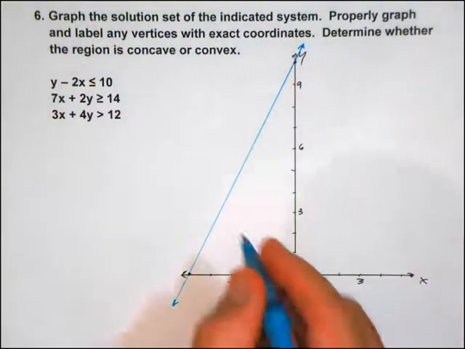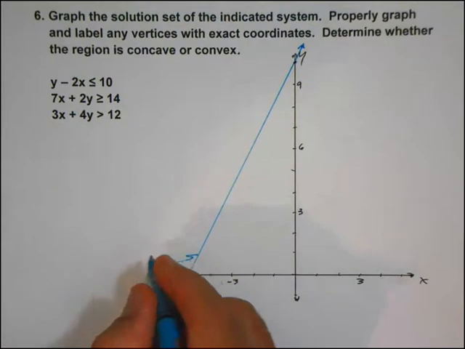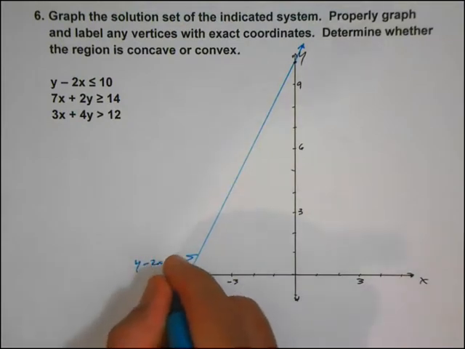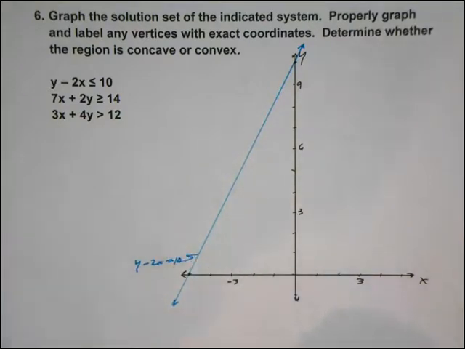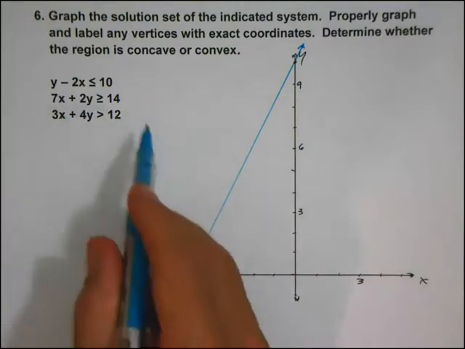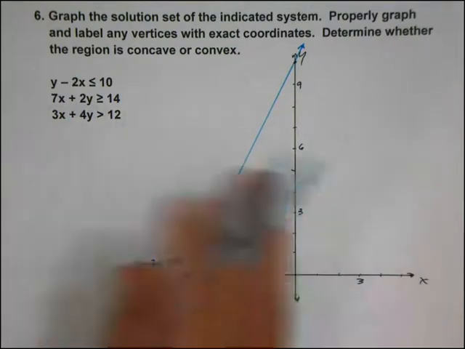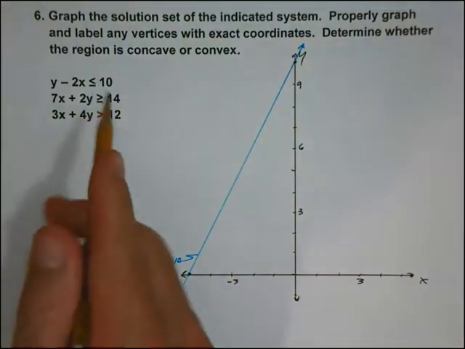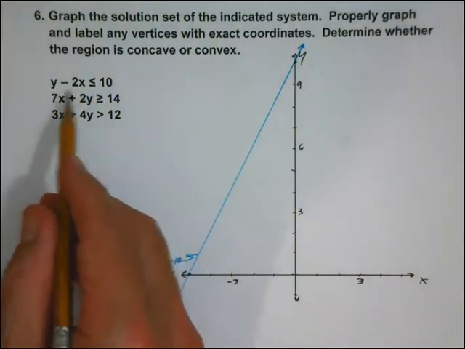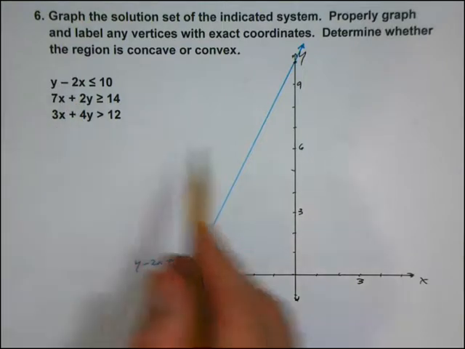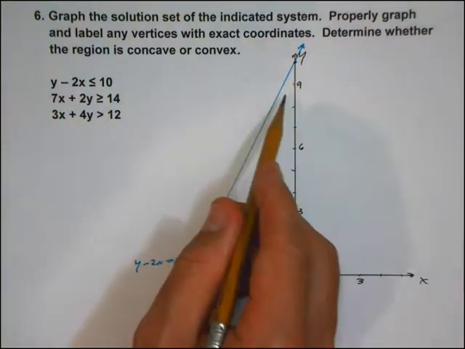We can label this line with its equation. Y minus 2x equals 10. Now, as far as the inequality goes, half plane, which side of the line gets the shading? We could test 0, 0 here. We substitute 0, 0 in here. We'd have 0 less than or equal to 10, which is true. So that means it's the 0, 0 side of the line that gets the shading.